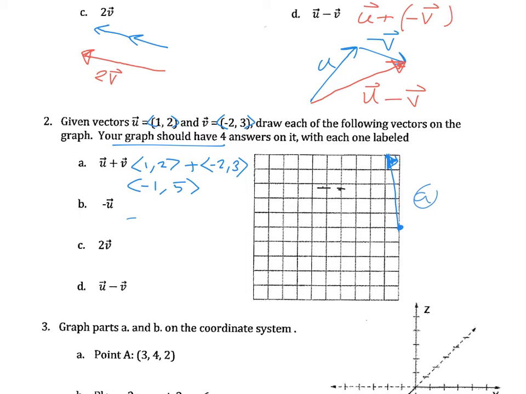Negative U means we're going to be doing the negative of 1, 2. Which is the same as negative 1, comma negative 2. So to graph that, I can make another starting point here. We're going to go left 1, down 2. That's really not very good. There's my arrowhead. And I'm going to call that V. 2V means doing 2 of the negative 2, comma 3 vector, which is the same as negative 4, comma 6.